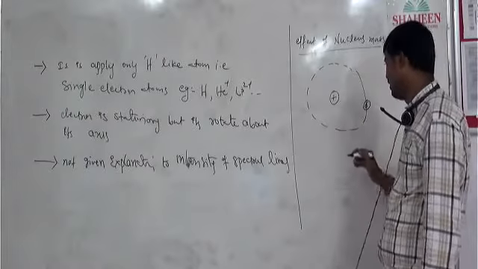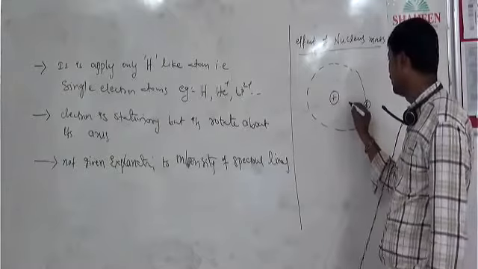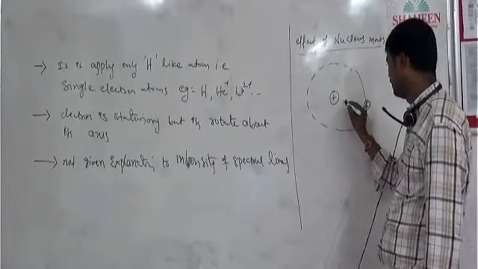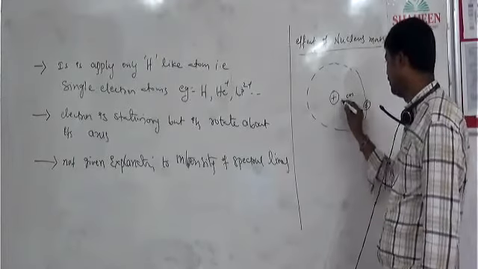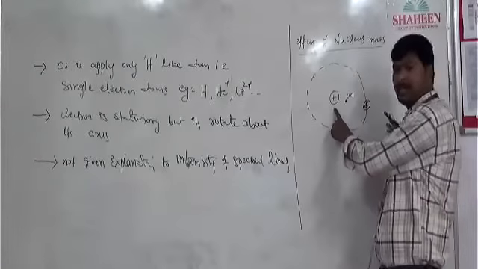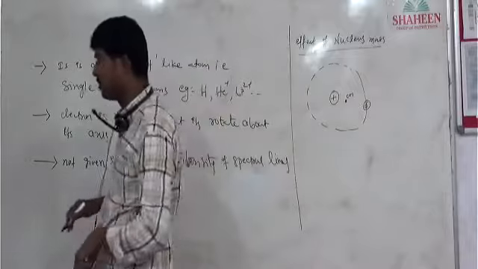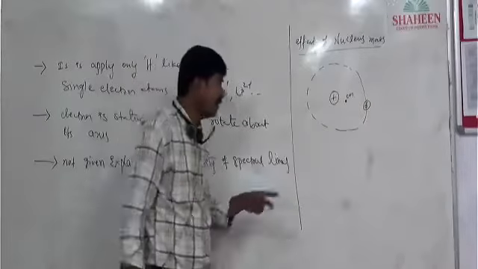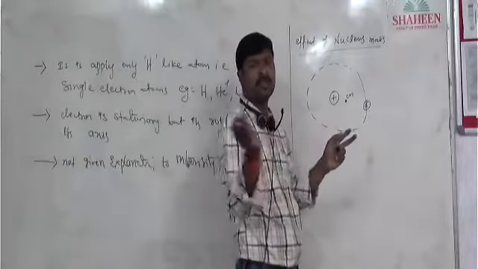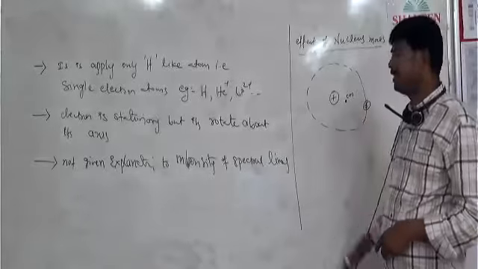Actually, what will happen generally is that this nucleus also rotates and the electron also rotates. They revolve around their center of mass only, COM we call it. But in front of the nucleus mass, the electron mass is almost negligible. Due to that, the center of mass is very close to the nucleus, because the center of mass is located towards the heavier mass.